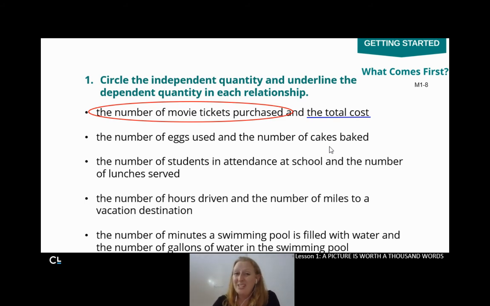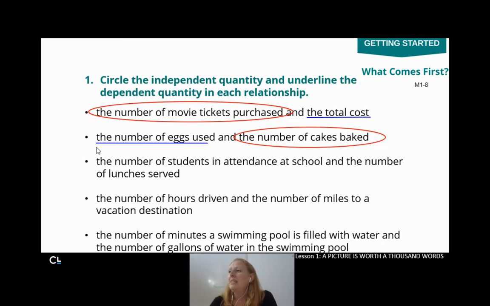I don't know about you guys, but I usually like to decide how many cakes I'm baking first, and then I figure out how many eggs to pull out of the fridge. So number of cakes baked, I want to know that first. That's my independent quantity. And thus my dependent quantity is the number of eggs used, right? Number of cakes baked, the number of eggs used depends on how many cakes I'm baking. It's going to tell me how many eggs to pull out of my fridge.